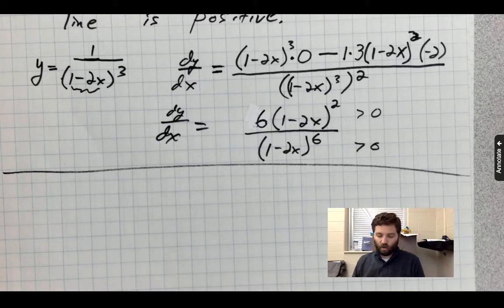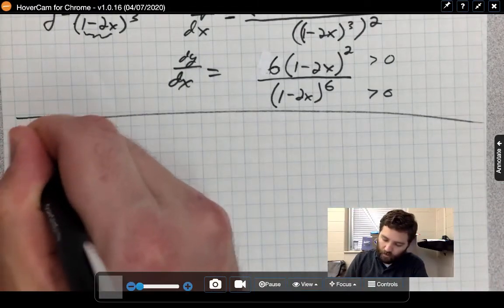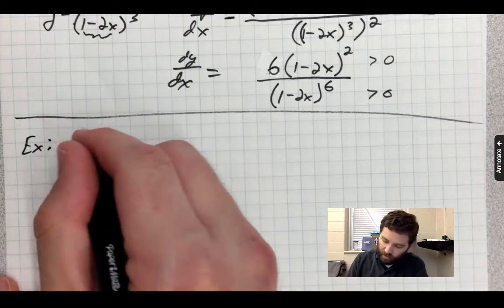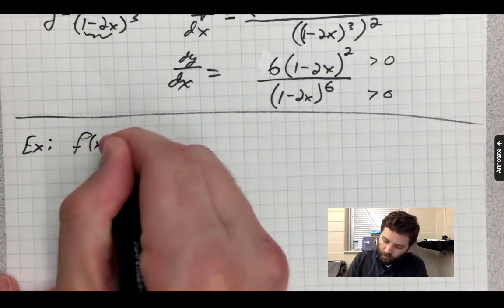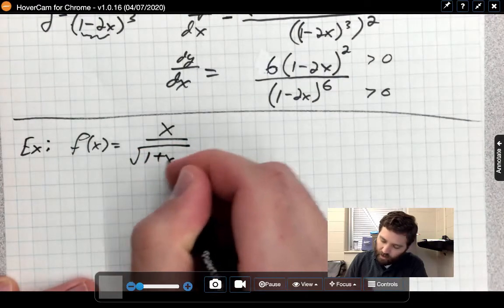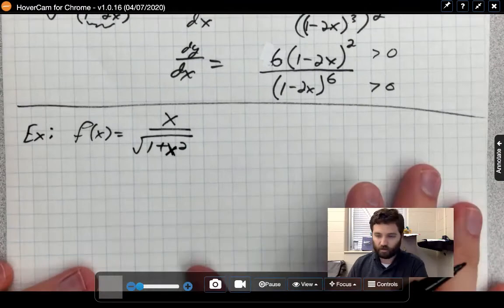I'm going to do one more. You should try this one and see how you do by playing the video through. So we've got this, f of x is equal to x over square root of 1 plus x squared. Like I said, give it a try. Pause the video. Try it.